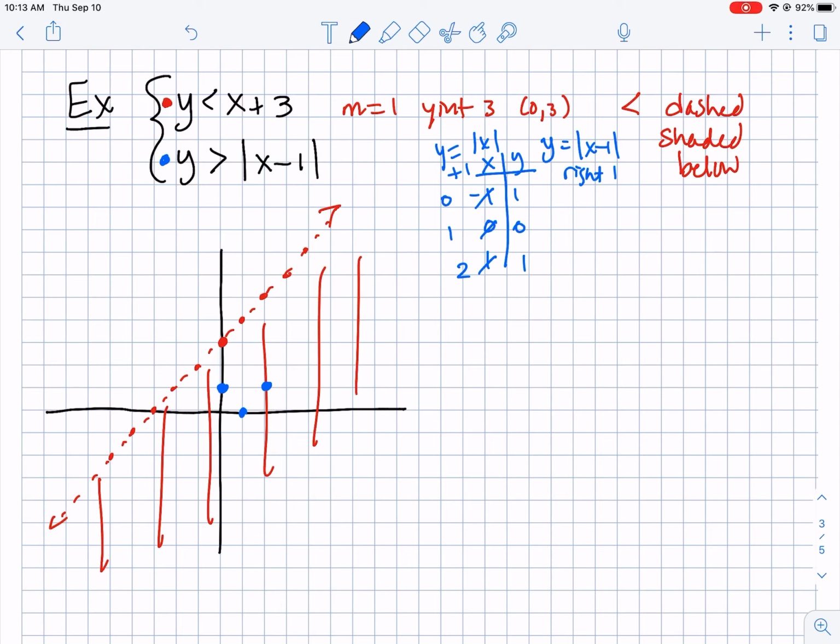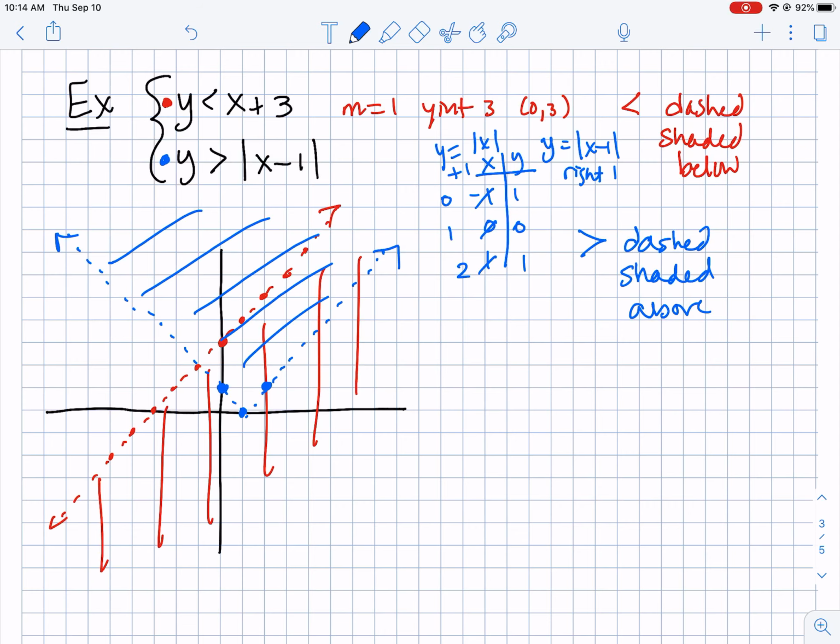It is a greater than. If it is a greater than, it is dashed, and it's going to be shaded above. So dashed, and shaded above. There we go. Now, my final solution, I'll do in green, is where they're both shaded. So notice this includes no boundary lines as part of your solution set, and it includes all the points that are in this green shaded region.